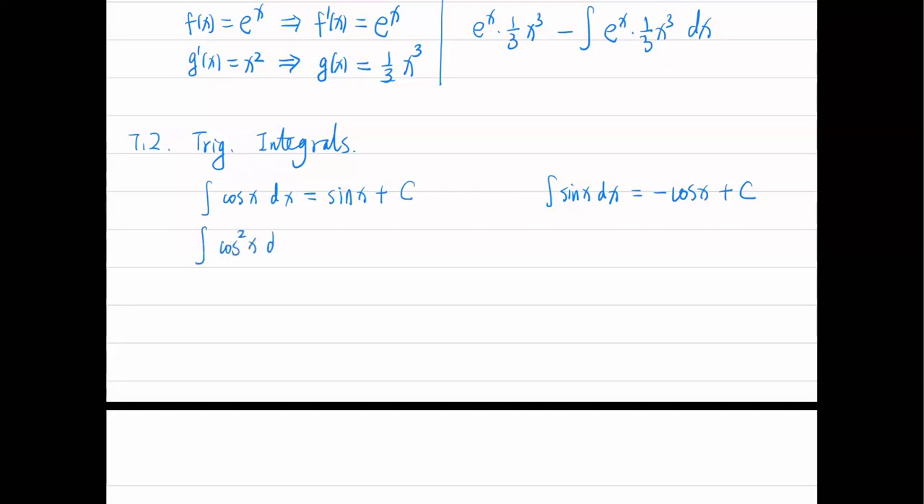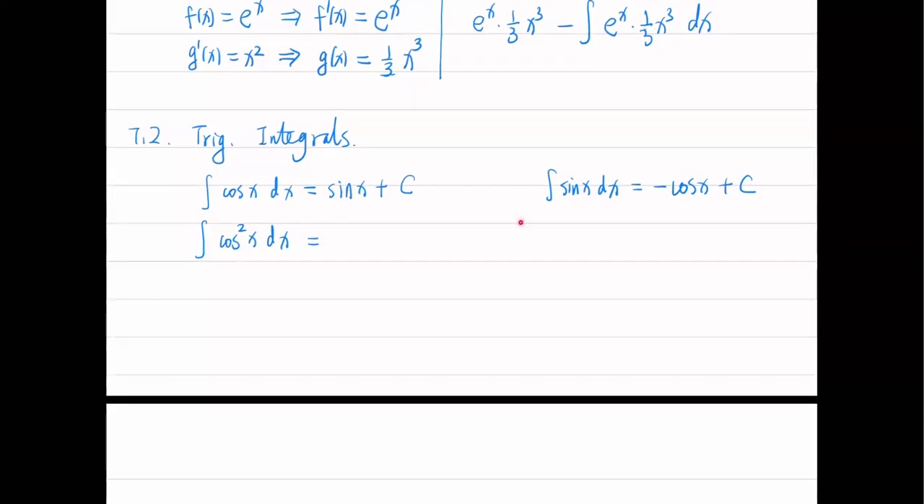Cosine square x. Okay, Sakina, how do you integrate this cosine square? We know how to integrate the cosine, how to integrate the sine. Could we reduce the square to something? So this time we need this double angle formula. We use it to find the cosine squared. We call it the double angle formula.